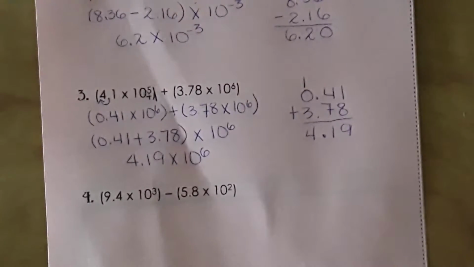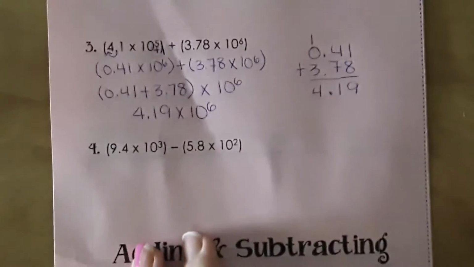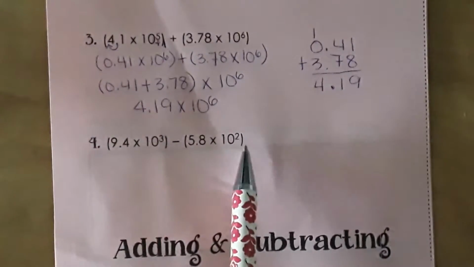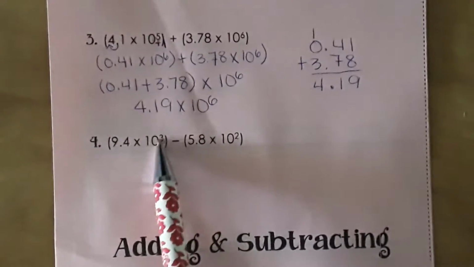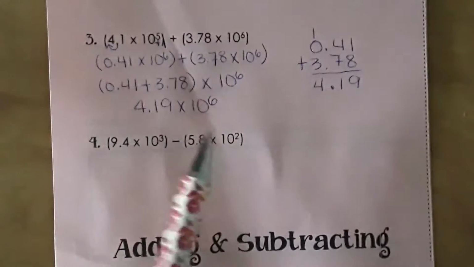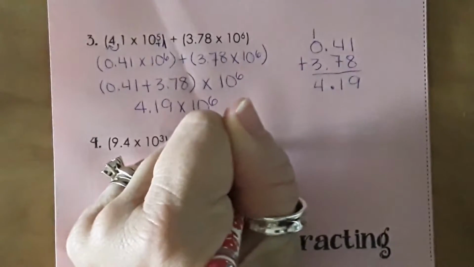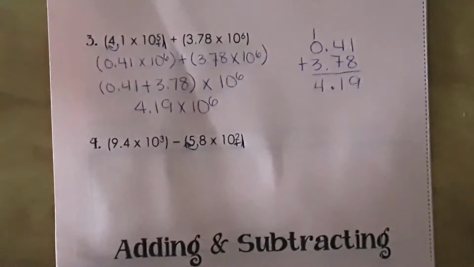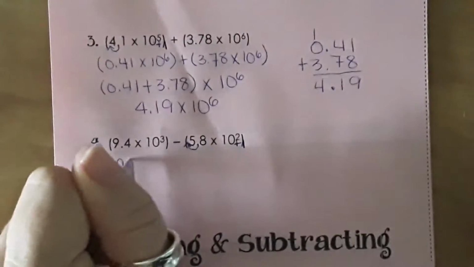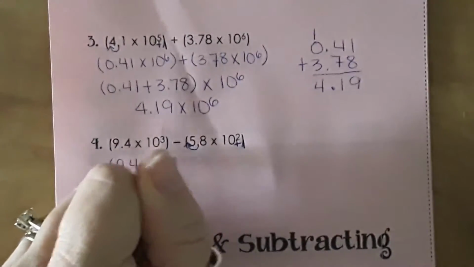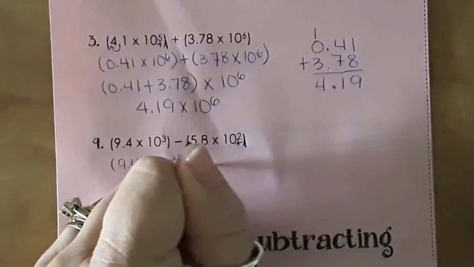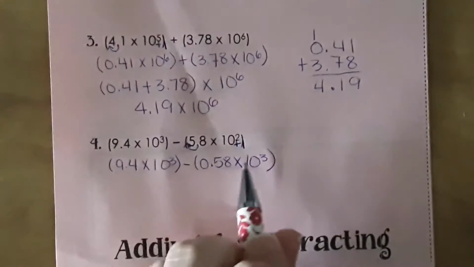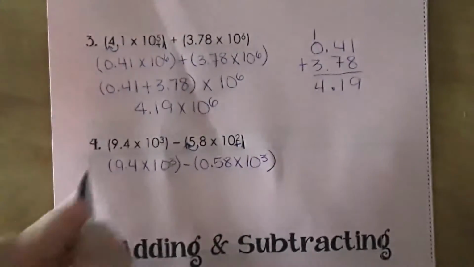All right, let's look at number 4. Again, with number 4, just like number 3, my exponents are different. I have a 3 and a 2. Well, we know that 2 is smaller, so I'd like to get it to be the same number as 3. That means I need to add 1. If I want to add 1, I have to move the decimal over 1 place to the left. It will be 9.4 times 10 to the 3 minus 0.58 times 10 to the 3. Now I have both exponents that are identical.